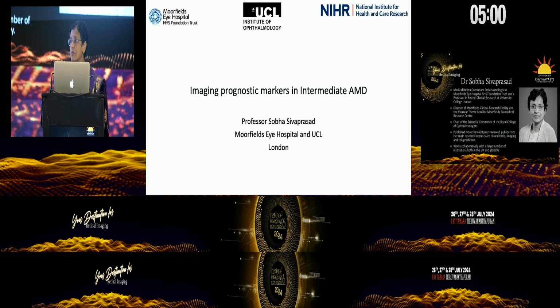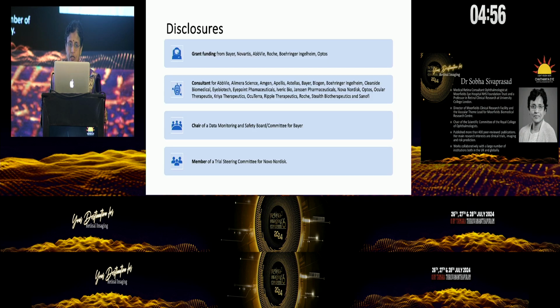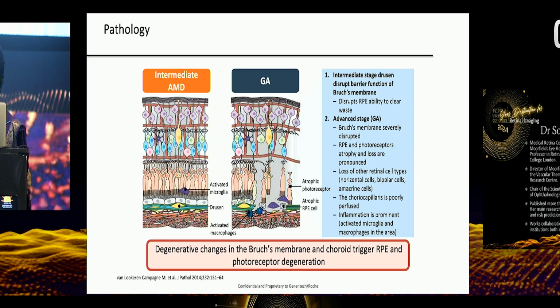So first of all, when the previous speakers talk about GA progression and reducing the progression rates of GA, we are trying to see how we will reduce the cell death from already existing areas of cell death, as you can see in the GA picture. What I'm trying to focus on is the stage of intermediate AMD, when such cell death is at least not visible in ordinary imaging techniques.